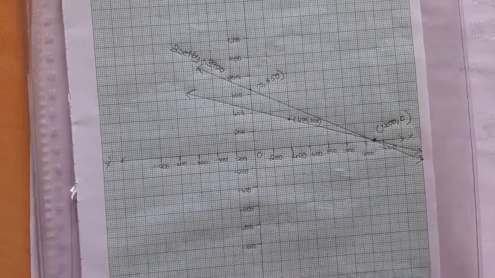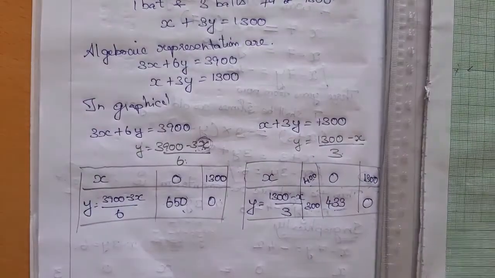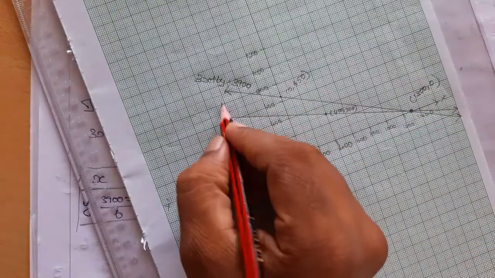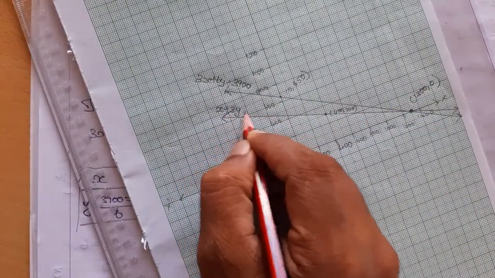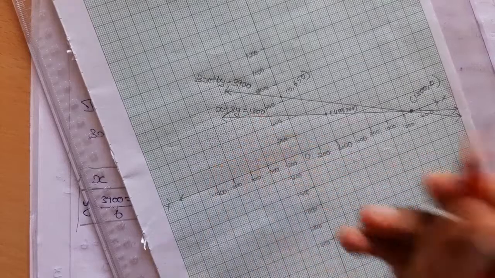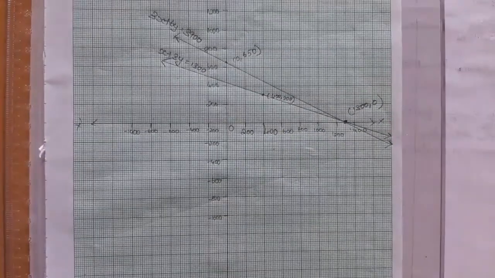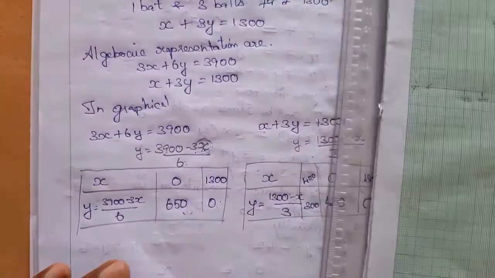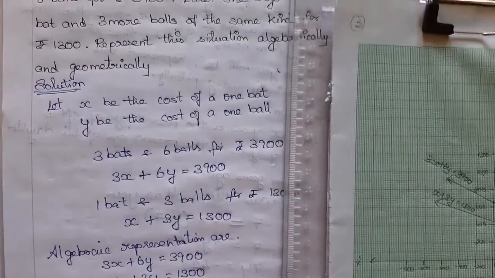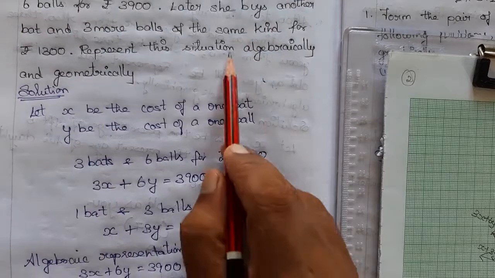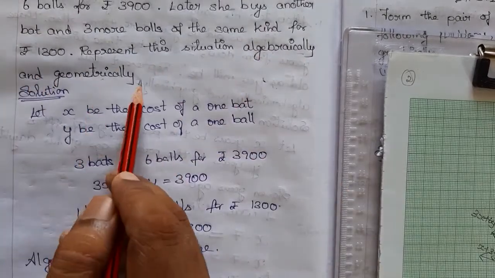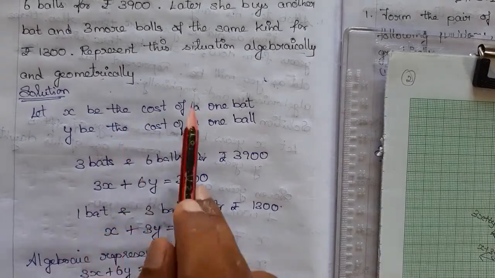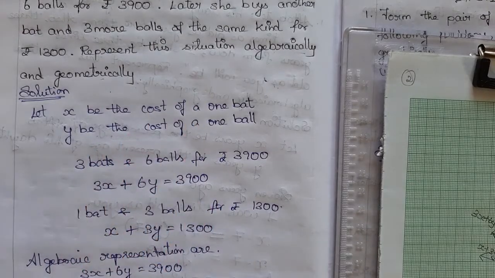This is the second equation, and write the second equation there. The equation is x plus 3y is equal to 1300. Right here, x plus 3y is equal to 1300. You can see it intersect at a point. This is the solution of this equation, but in the question they don't ask about the solution. You can see we represent the situation algebraically and geometrically. So we no need to worry about the solution unless it is mentioned in the question.